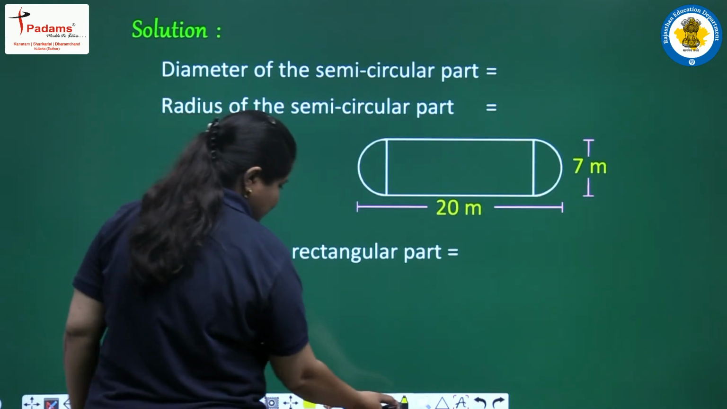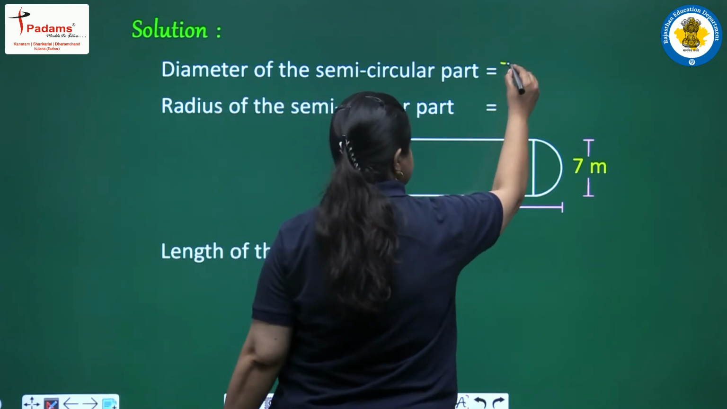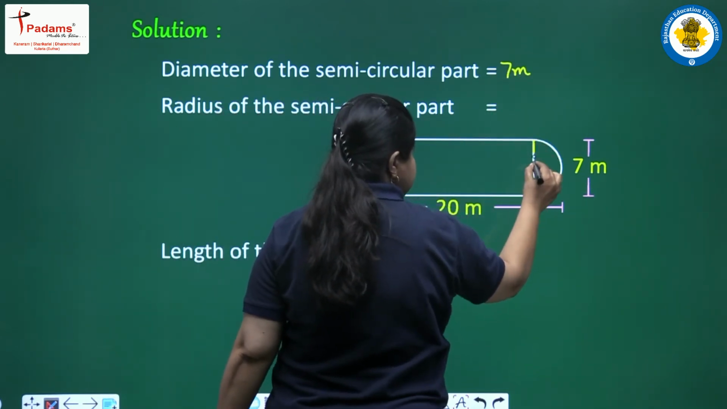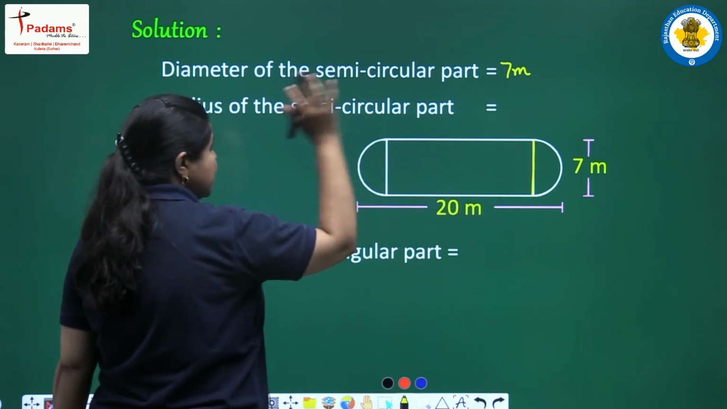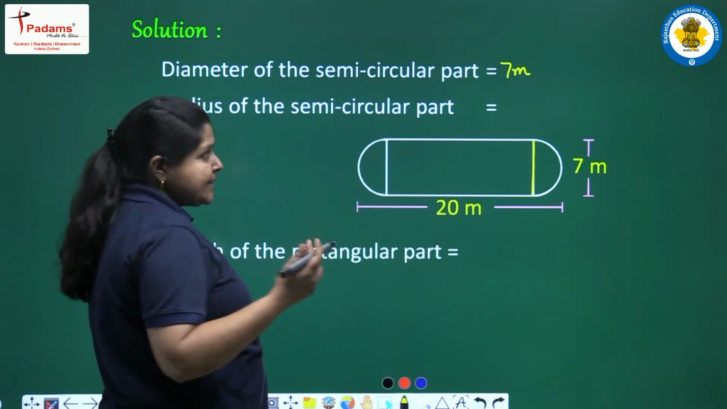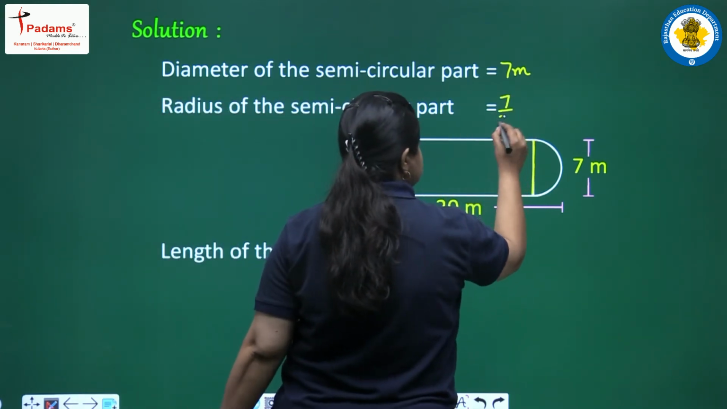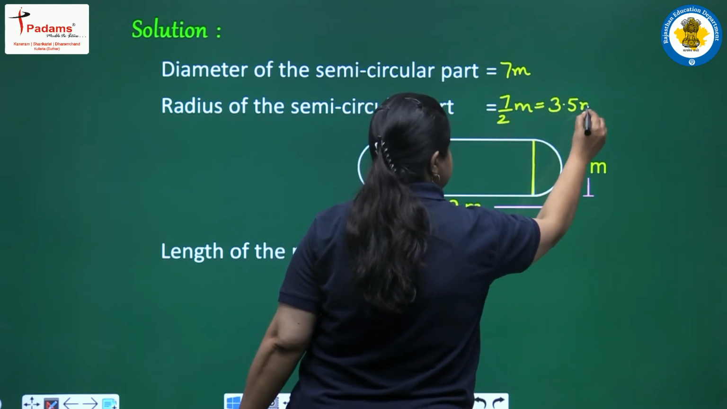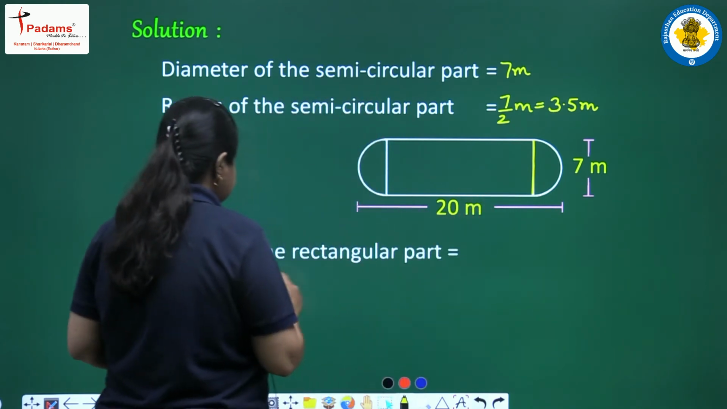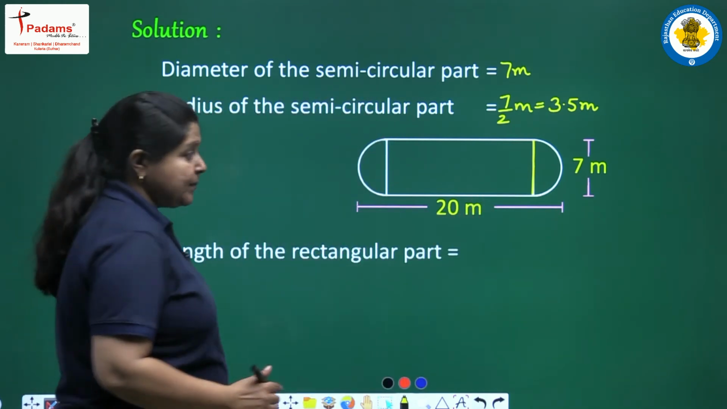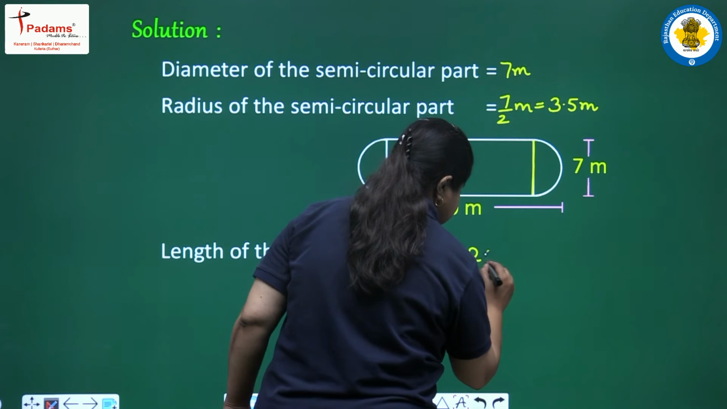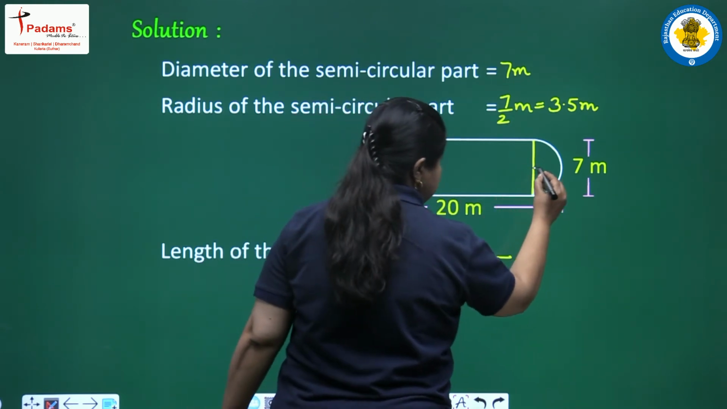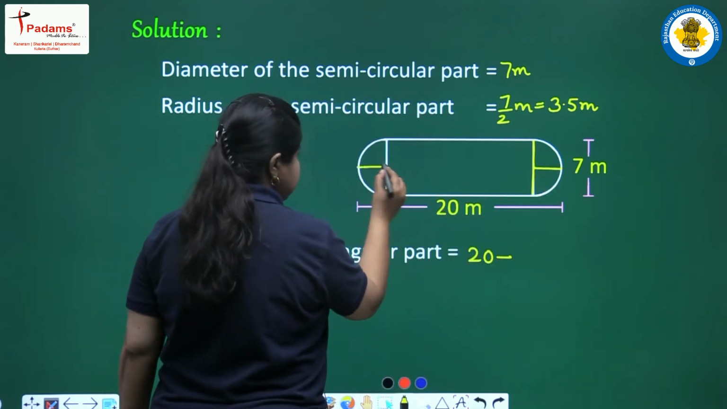It is equal to 7 meters. ये diameter है जो कि है 7 meters इस semicircular part का. Then what will be the radius? It will be 7/2 meters, or in points we write it as 3.5 meters. With this we find the length of the rectangular part. It will be equal to 20 minus, take 3.5 meters from here.